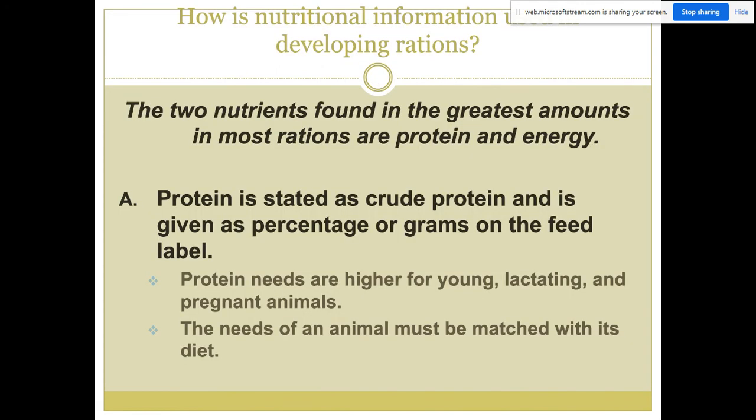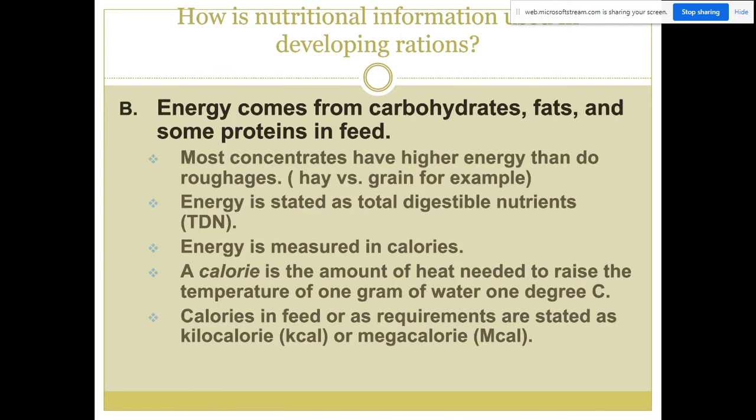We're looking at two nutrients found in greatest amounts, and the first is protein. When we're talking feedstuffs, it's usually crude protein. Protein needs are higher for young, lactating, and pregnant animals, and the needs of an animal must be matched with its diet. Energy comes from carbohydrates, fats, and some proteins in the feed.